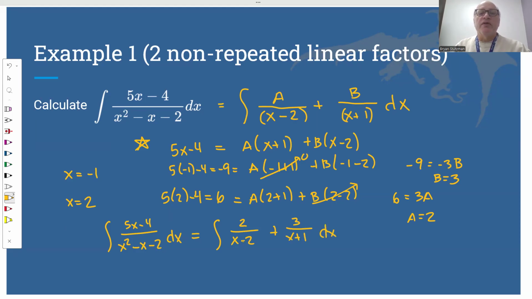Find the antiderivative of each one separately. So I get 2 times the natural log of x minus 2, which works because if u is equal to x minus 2, then du is the same as dx, plus 3 times the natural log of x plus 1 plus c.